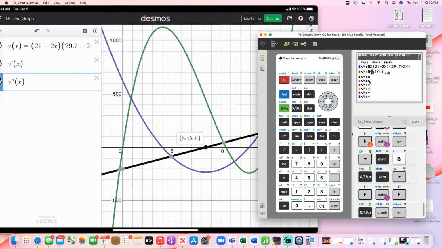Sometimes you have an older TI-84 Plus. It would only say nDeriv, and you say y1 comma x, which is the very old calculator from a long time ago. There's a way to update it. I don't know how to do it.